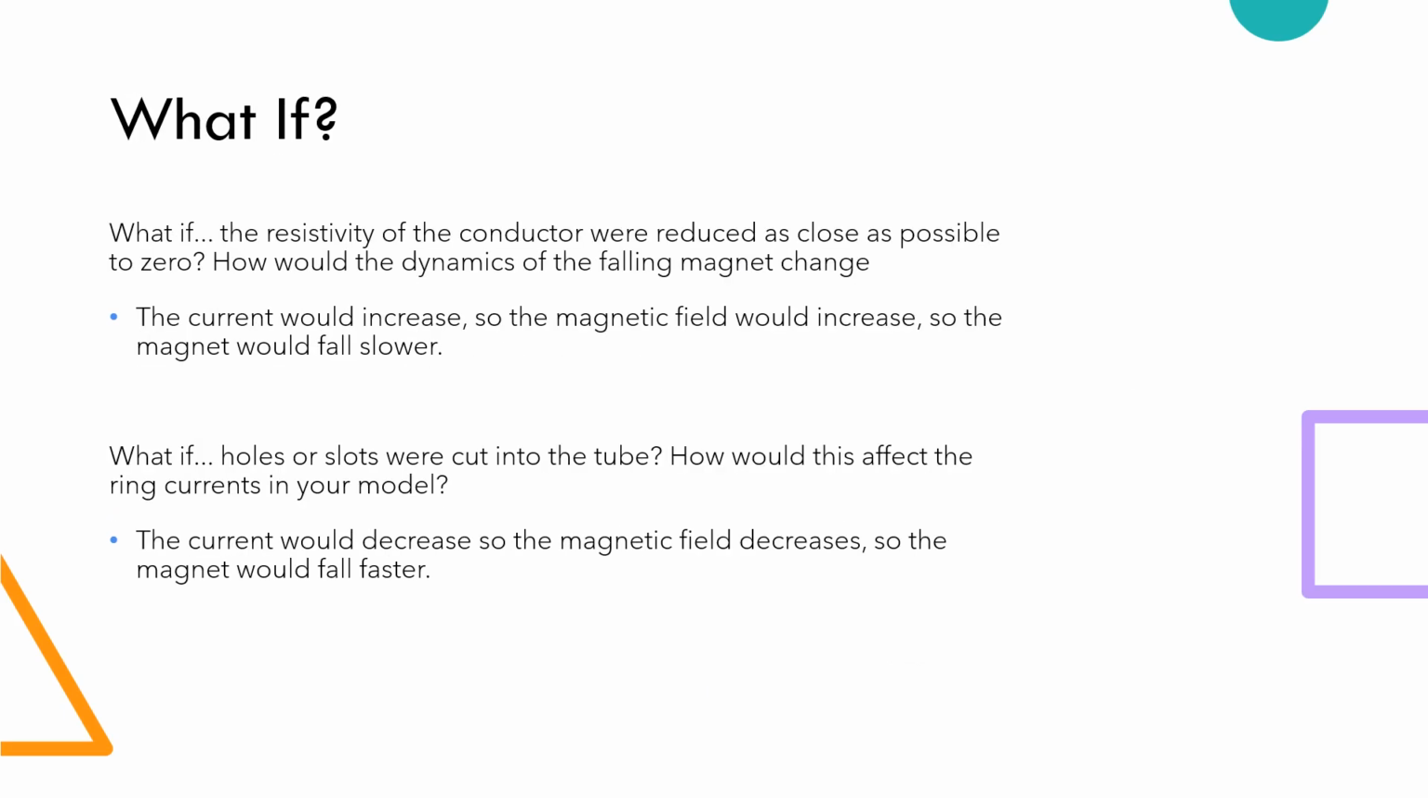So what if the resistivity of the conductor were reduced as close as possible to 0? How will the dynamics of the falling magnet change? The current would increase, so the magnetic field would increase, so the magnet will fall slower. And then what if holes or slots were cut into the tube? How will this affect the ring currents in your model? The current would decrease, so the magnetic field decreases, and so the magnet will fall faster.